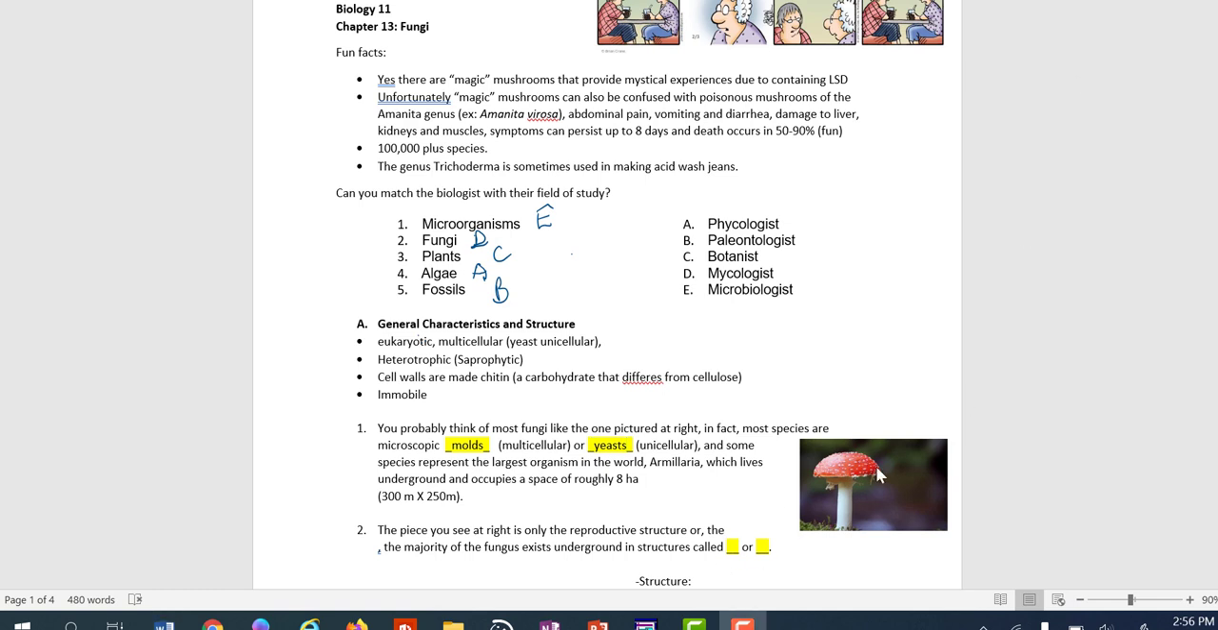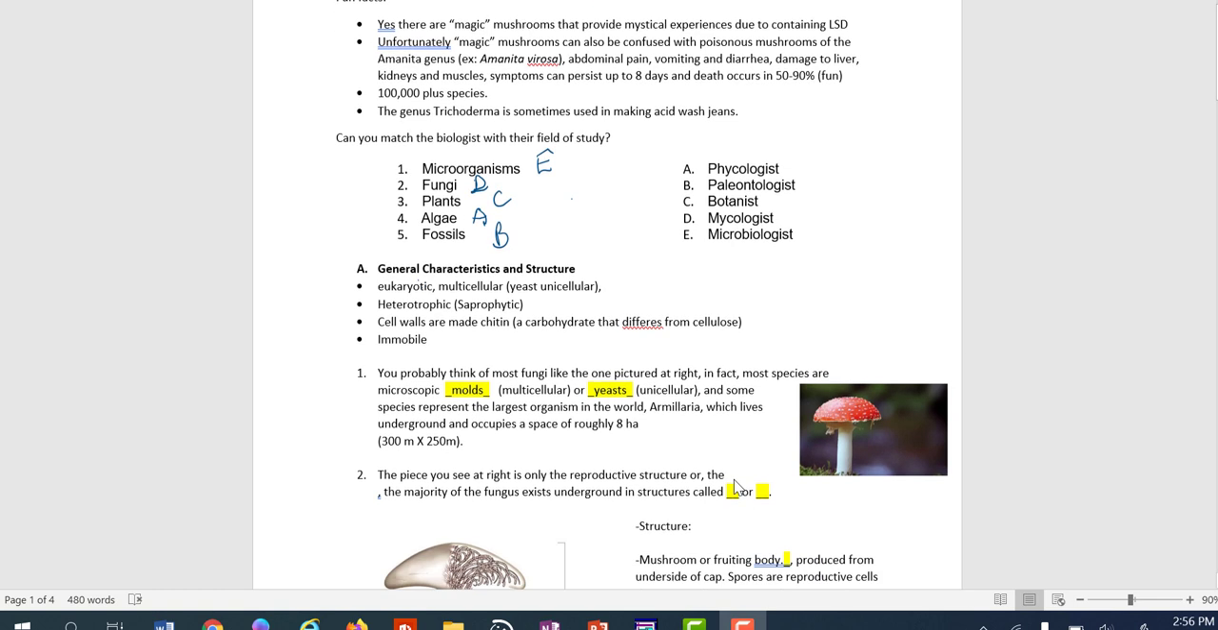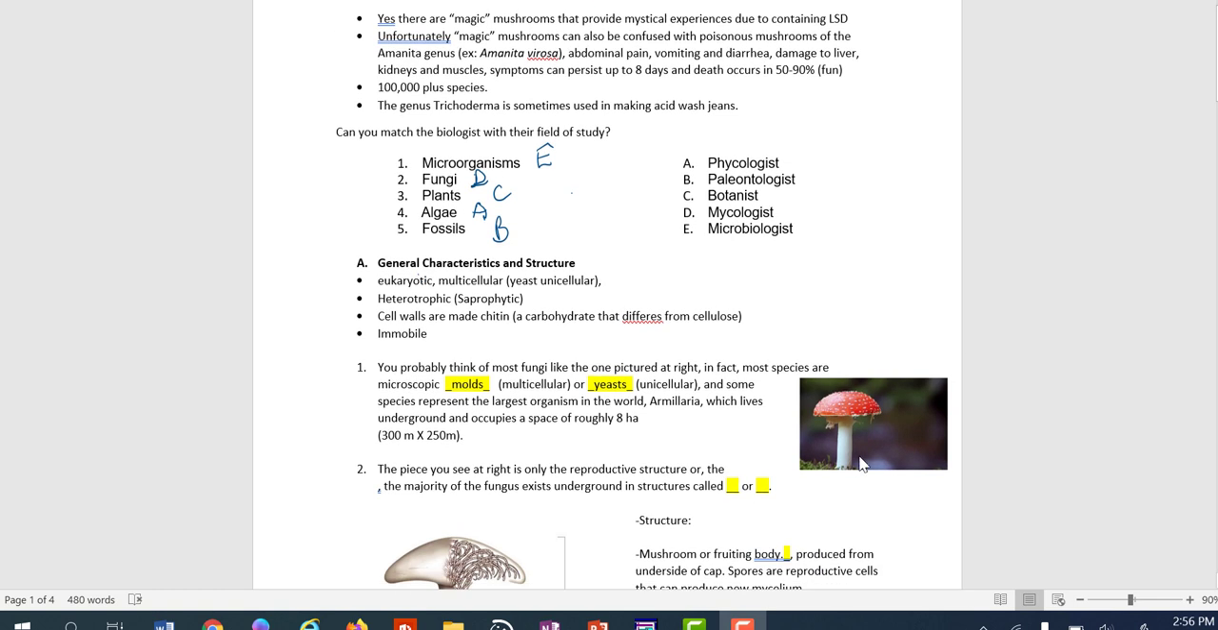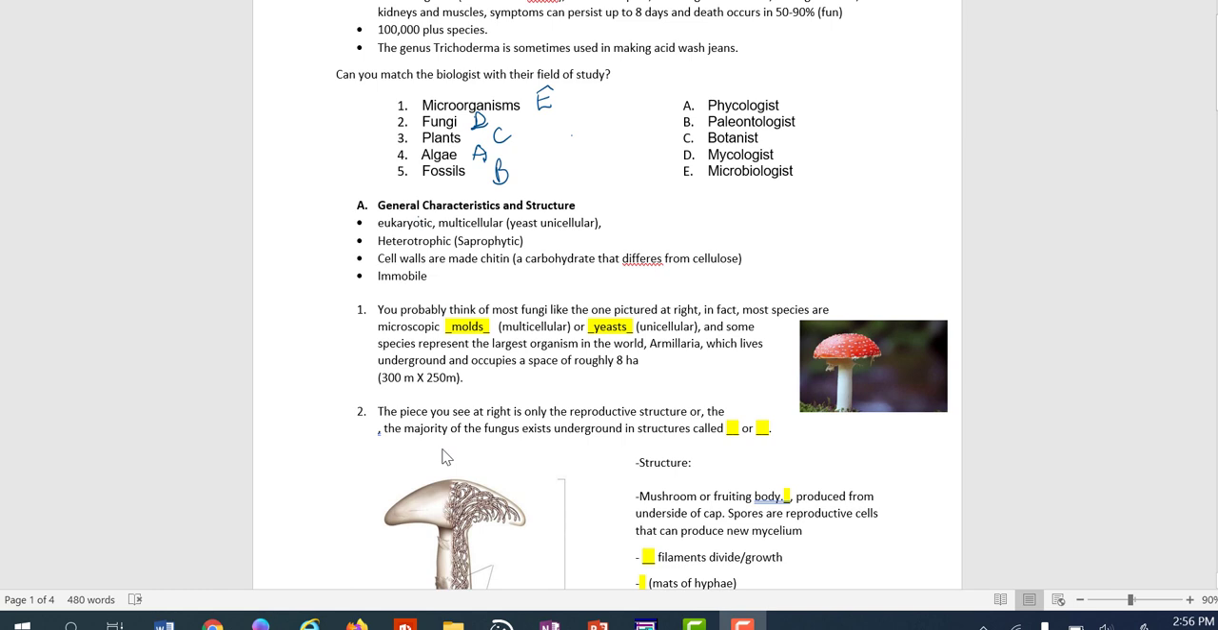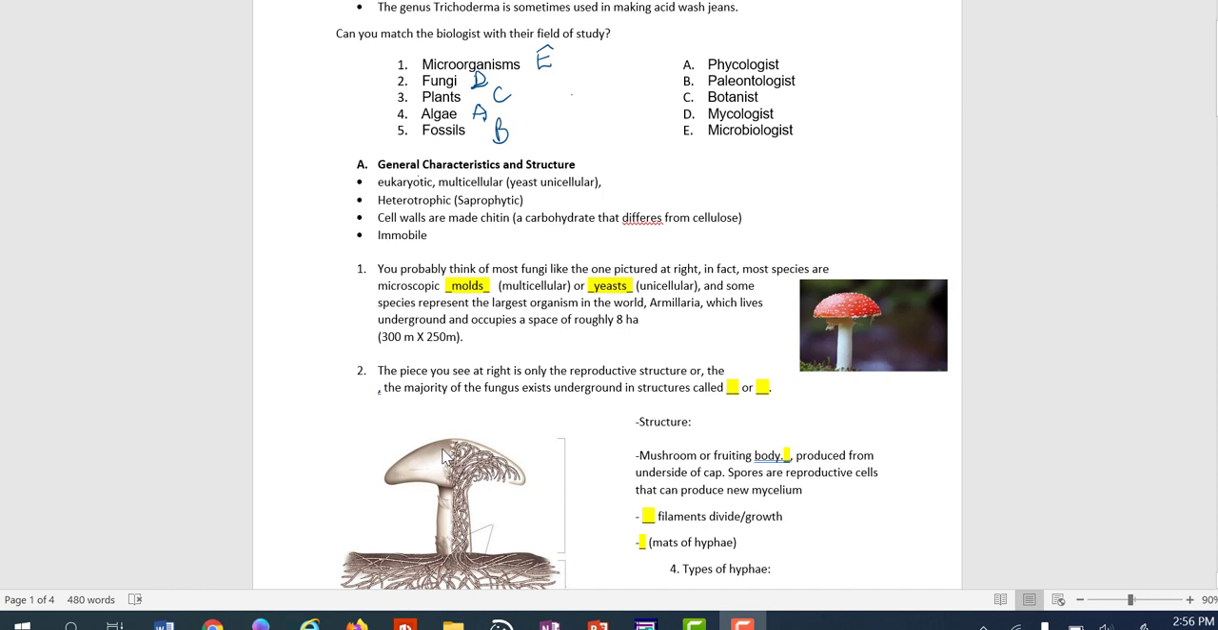Although we might be familiar with this piece that's sticking up, the majority of the fungus actually lives within the soil and underground, and we don't see most of it. So for example, here the largest, and it's considered to be the largest organism in the world, Armillaria, which lives underground, occupies a space of about 8 hectares. So we'll see this with their network mesh of fibers that grow within the soil, can take up an enormous amount of space.